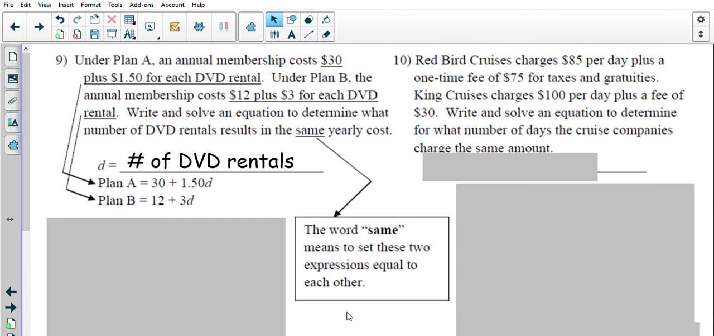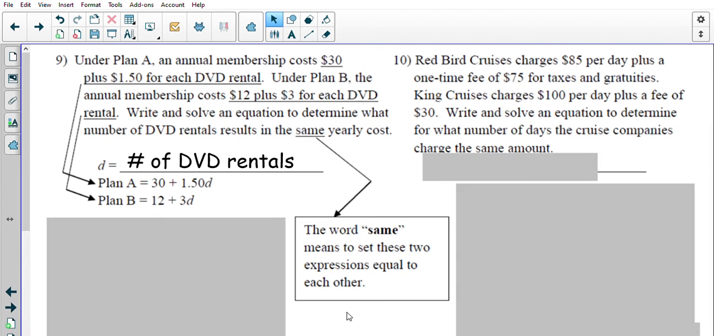It says, under Plan A, an annual membership costs $30 plus $1.50 for each DVD rental. Man, it's been a while since we've used those. I guess it would now be streaming services, right? Under Plan B, the annual membership costs $12 plus $3 for each DVD rental. Write and solve an equation to determine what number of DVD rentals results in the same yearly cost.